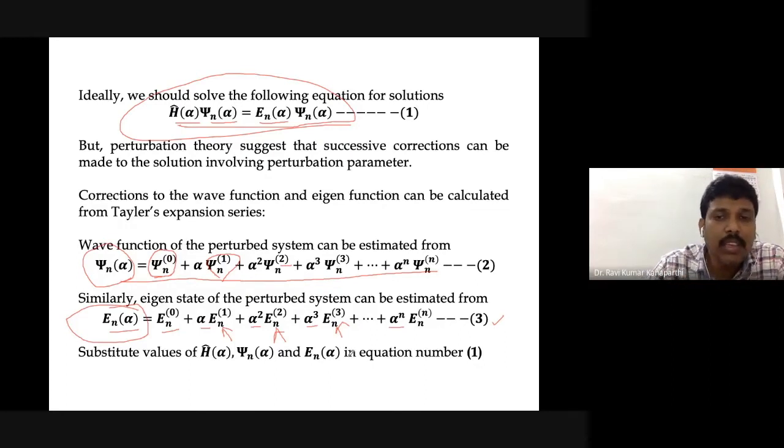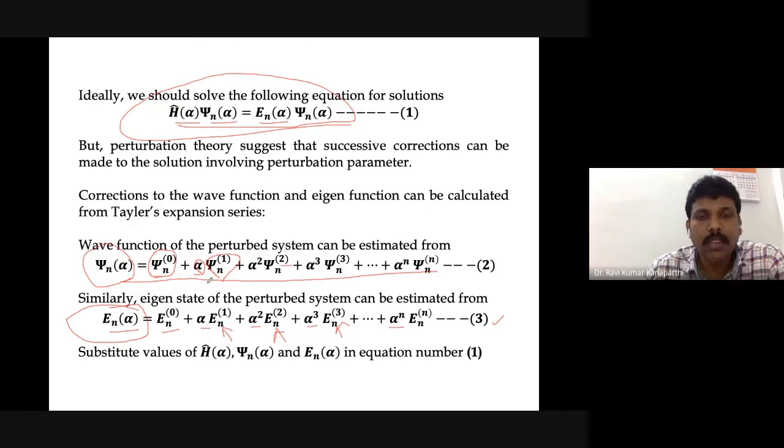Now, what is the first order correction? Before that, let me tell another point. What is the nature of alpha? Alpha is by default small, because our perturbation is small. Suppose alpha is a small number, and you take the square of alpha, what will happen? Will it be smaller or bigger?